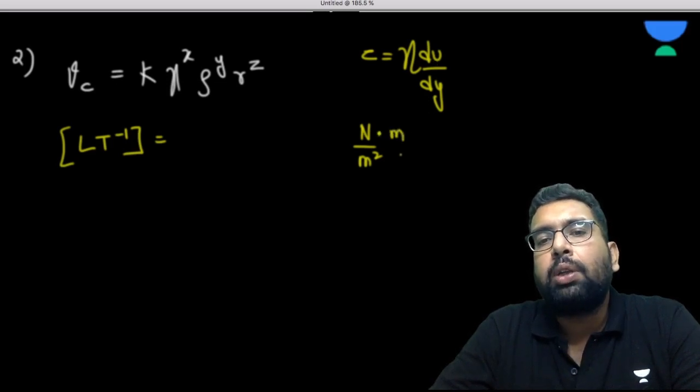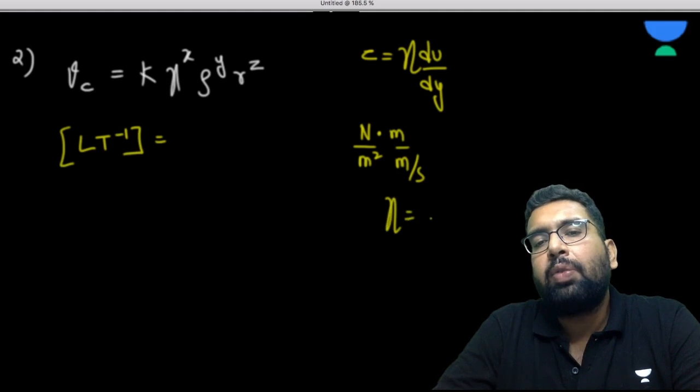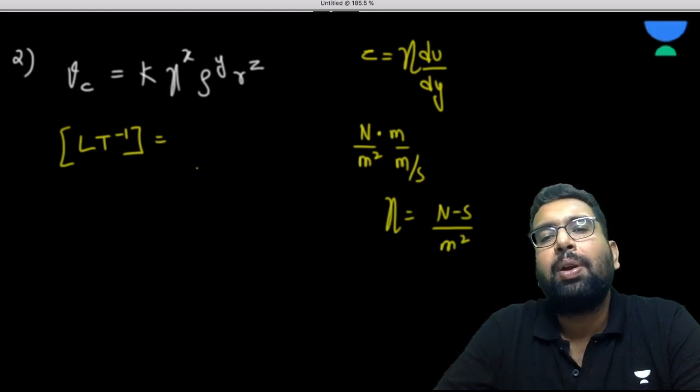And what is du? Sir, it is velocity. So it is meter per second. So what is the unit of eta? So the unit of eta is going to be Newton second per meter square.